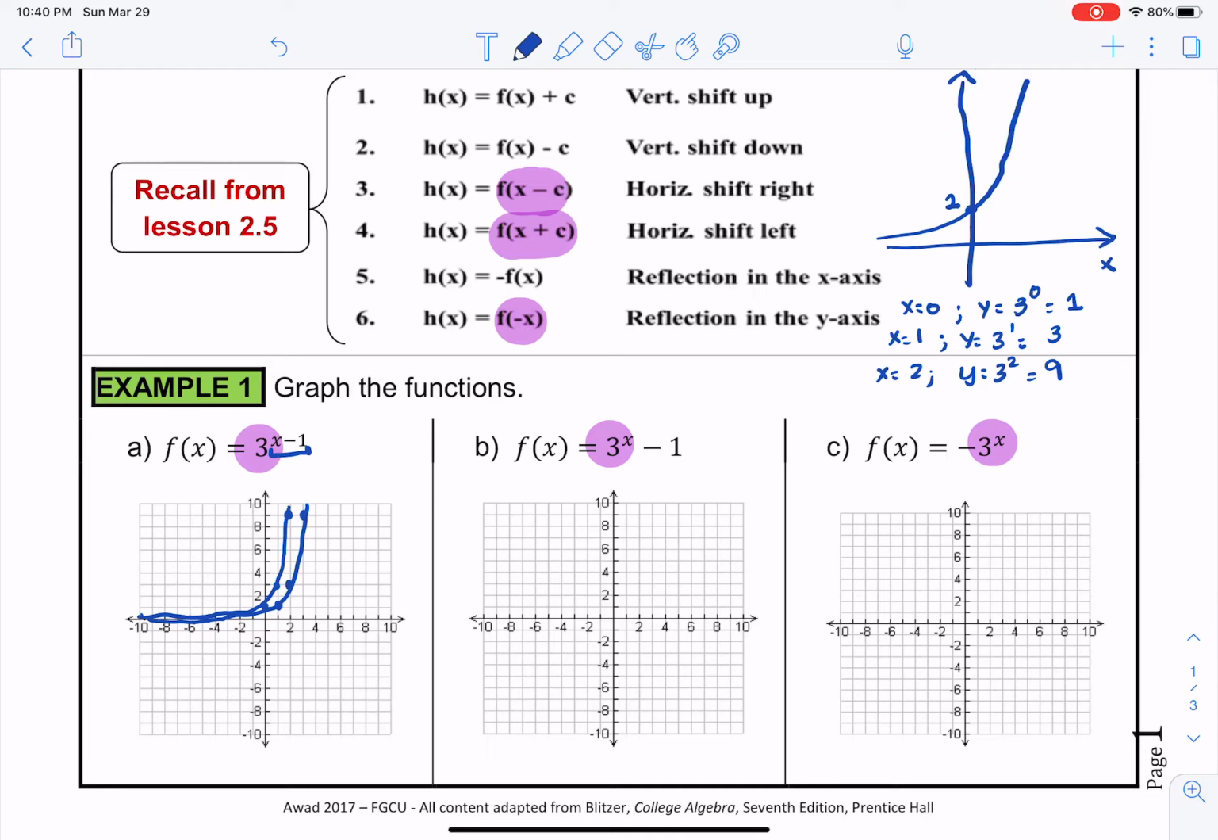So in the second case, we have the base function and we're subtracting 1. So the base function is going to go through 1, 3, and 9. We're going to subtract in the sense the y value is going to reduce by 1. So we will have 0 here, 2, and when it's 2, it's going to be 8.